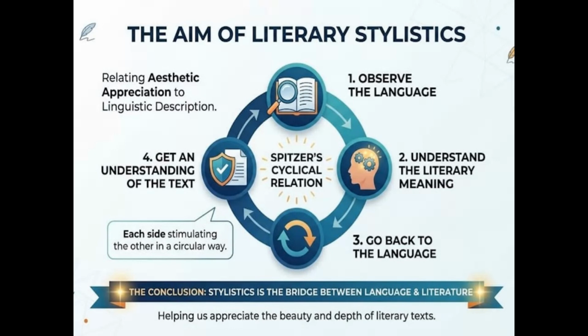For this, Spitzer gave a circular relationship between linguistics and literary criticism, each stimulating the other in a circular way. That is, observe the language first, understand the literary meaning, go back to the language for deeper meaning, and get a better understanding of the text. This process continues until the meaning becomes clear. So here we can conclude that stylistics bridges the gap between linguistics and literary criticism and combines both subjectivity and objectivity in analyzing texts.